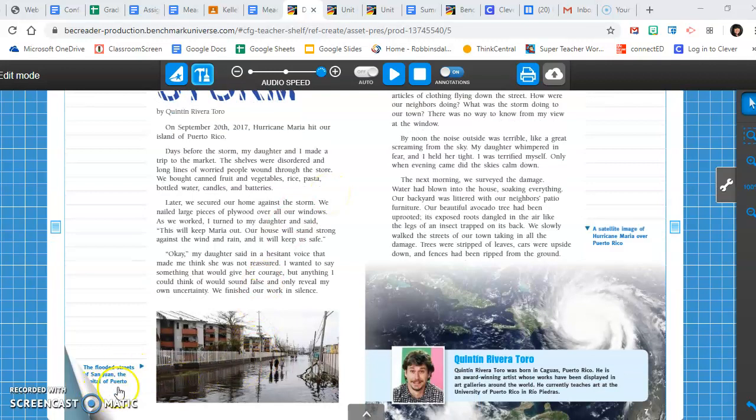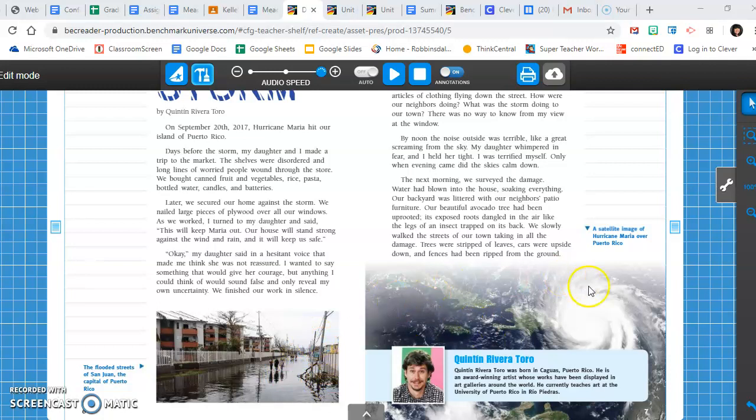The caption on the left says, "The flooded streets of San Juan, the capital of Puerto Rico." Now, if we're talking that this story is about a storm, I'm sure this flooding happened because of the storm. I see people walking with water up their legs. I see what looks like a fallen tree branch. It looks kind of sad and gloomy.